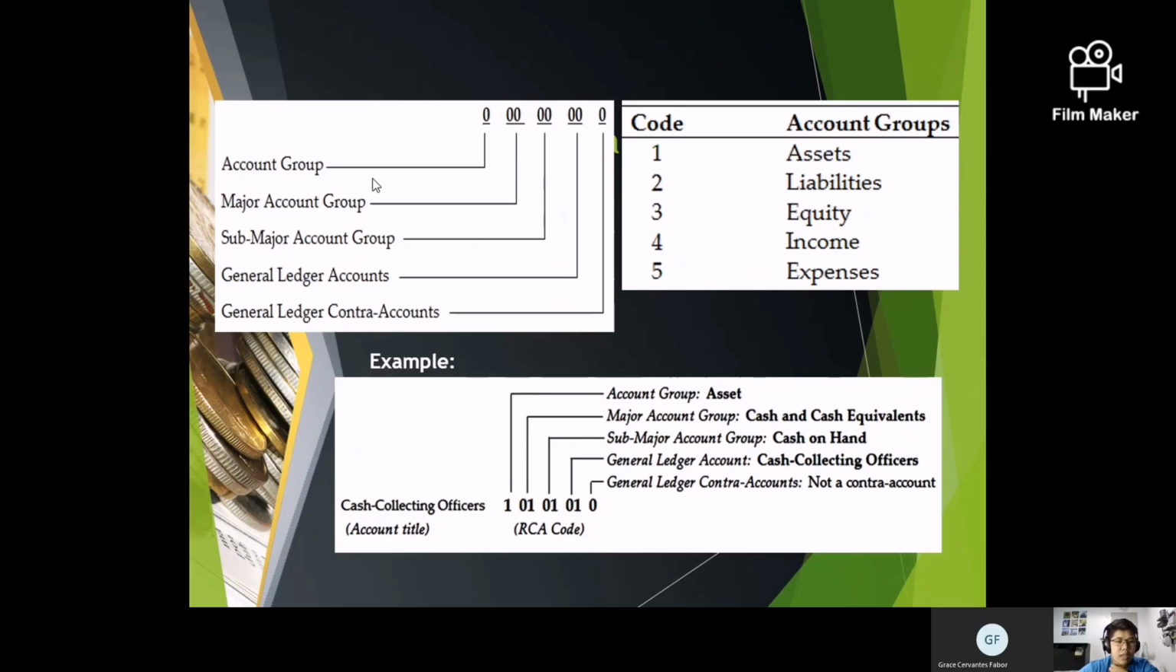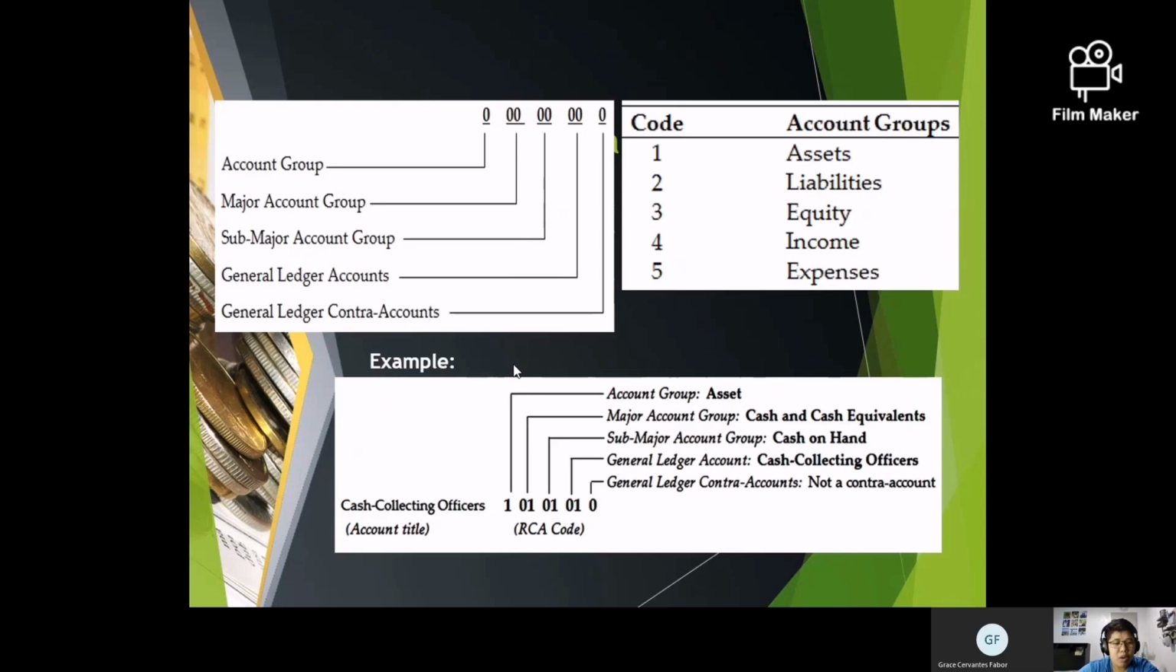Sunod, yung second and third codes is about the major account group, sub-major account, general ledger account, and general ledger contra account. So, itong account group, pag 1 yan, ang nature niya, asset. Pag 2 ang simula niyan, liability. Pag 3, equity. Pag 4, income. Pag 5, expenses. Example natin, the account title is cash collecting officer. Ang account group niya, asset siya.